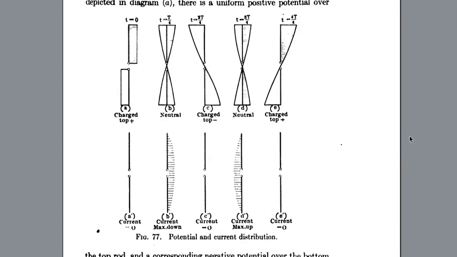Thus, in the condition depicted in diagram A, there is a uniform positive potential over the top rod and a corresponding negative potential over the bottom rod. This is before the spark begins. Suppose now the spark to start between the rods.